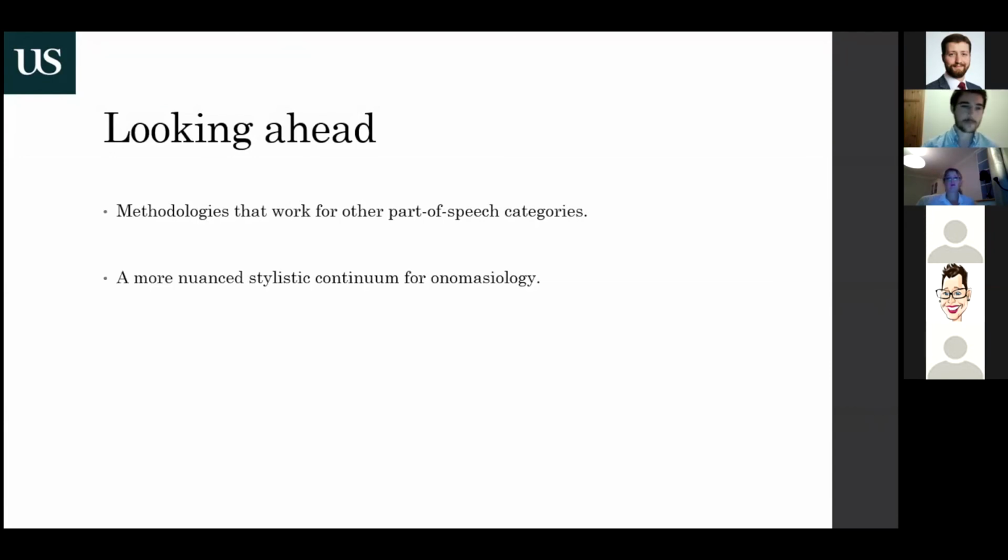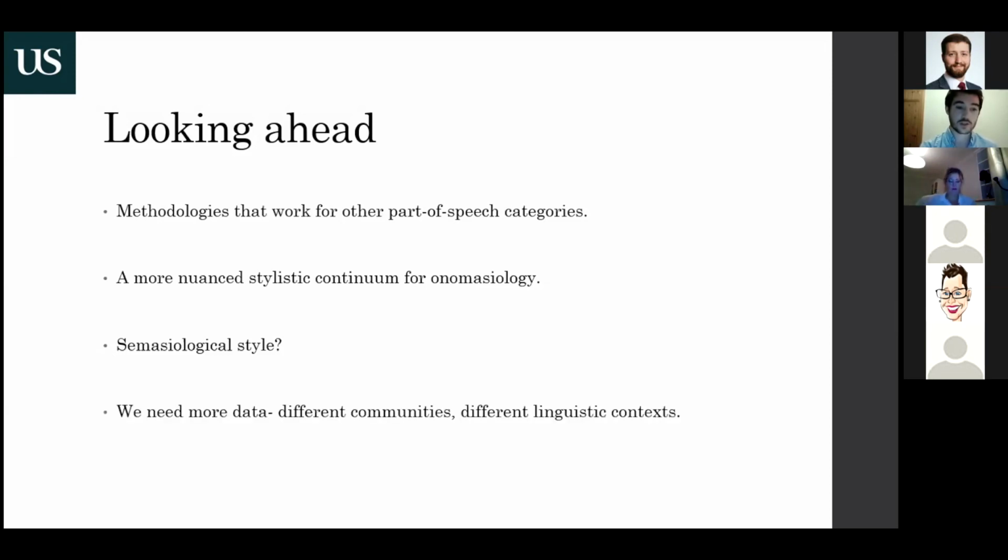adverbs, etc. I'd also like to develop a more nuanced stylistic continuum for onomasiology. So I've demonstrated today there are two procedures that I've developed, which develops a sort of binary concept of style. Obviously, style is much more complex than this, and I would like further points in that continuum. And also, I think it'd be interesting to consider the idea of semasiological style. I don't really have much of an idea of what this would look like or how this could be done, but I think this could be something that is potentially really interesting for future research to consider.